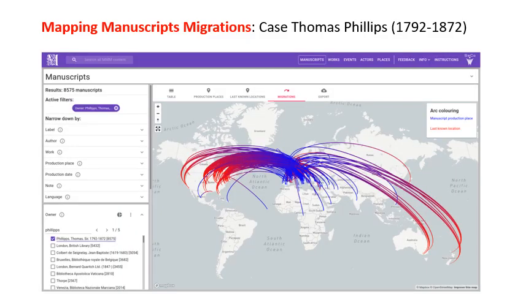For example, in this screenshot of the mapping manuscript migrations, the user has selected manuscripts owned by Thomas Phillips and then views how they have migrated from place of manufacturing to last known location, indicated by the red part of the arrow.